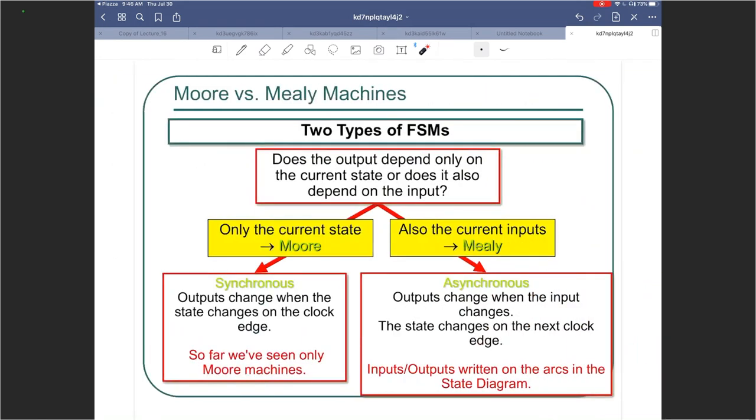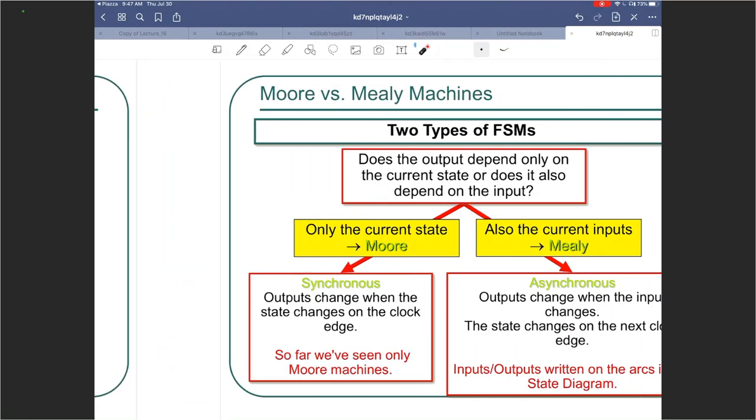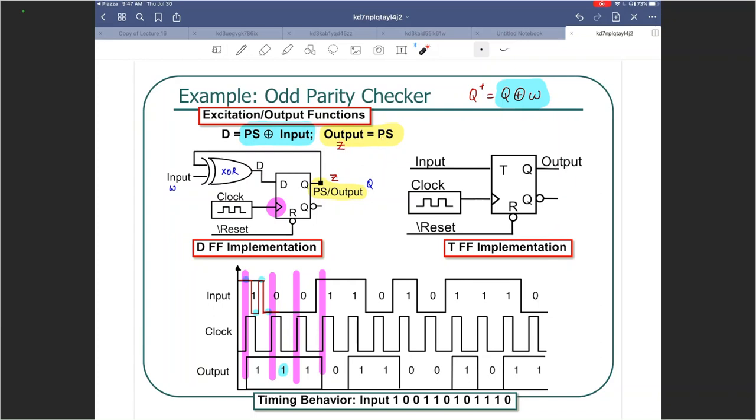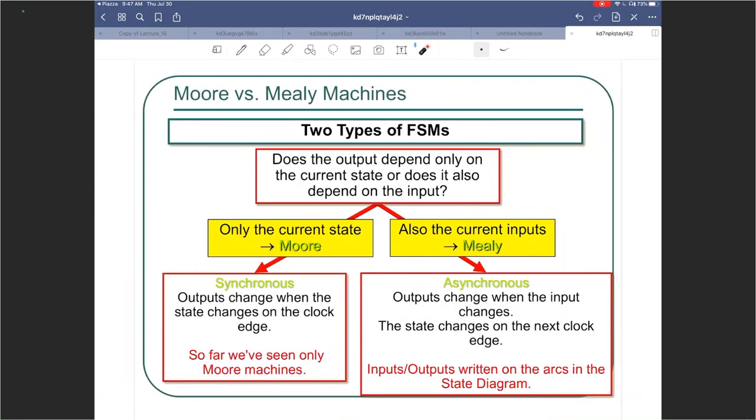All right, let's move on to the next slide, which is a classification of these two types of finite state machines. We have already introduced the idea that finite state machines could be of two types. One in which the outputs depend only on the current state, and the other in which the outputs depend on the current state as well as the current inputs. Those two types are called Moore and Mealy. The one that we designed just now was a Moore state machine, because the outputs depend only on the current state. Z depends only on the present state, Z equals PS. That was the Moore state machine. The other type is Mealy, in which outputs depend on the current state and also on the current inputs, W. We have not designed a Mealy state machine yet.